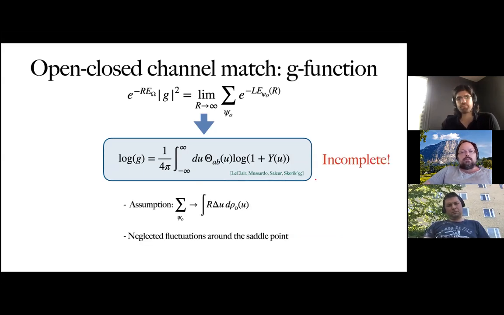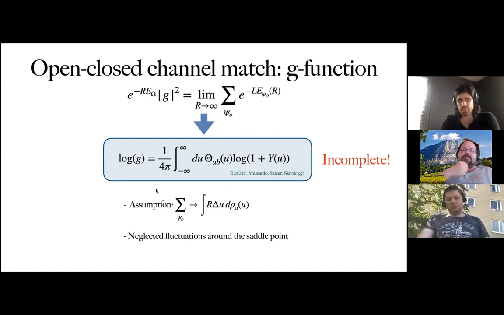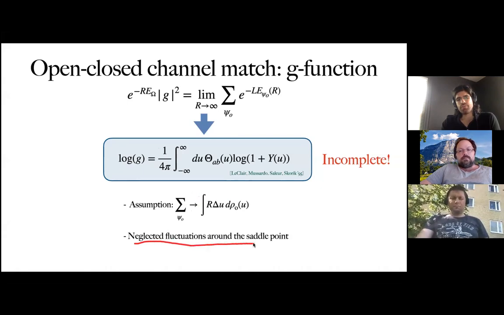There are a couple of caveats here. One caveat is that by doing so, we approximated this sum over open string states by an integral over the rapidity. That's usually what we do in the thermodynamic ansatz. So this R delta u rho_O counts essentially the number of states that exist between u and u plus delta u. Usually we do this replacement because even if this relation is not exact, if there is a prefactor here, as long as it does not scale with R, it will not affect the saddle point, and therefore the saddle point will not be modified. But of course here, a coefficient would be important because we are looking at order one quantities, okay?